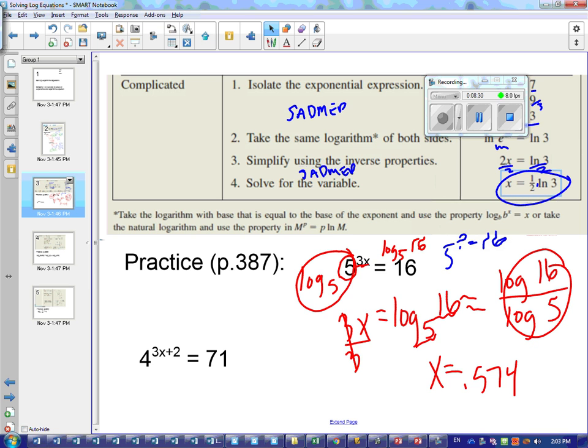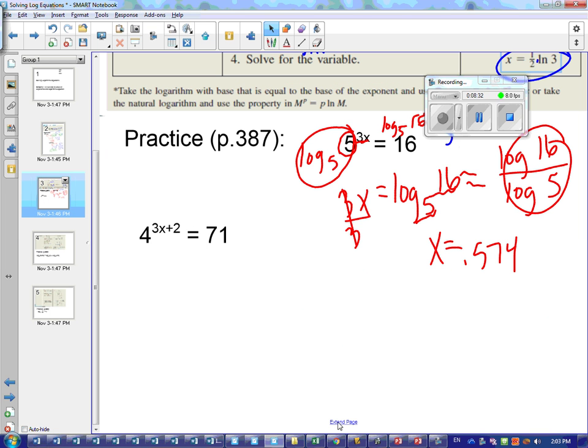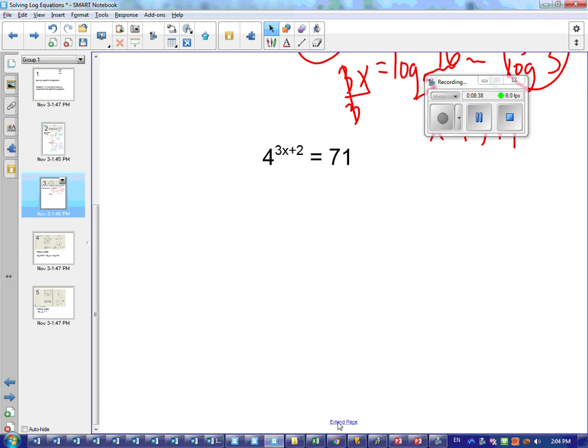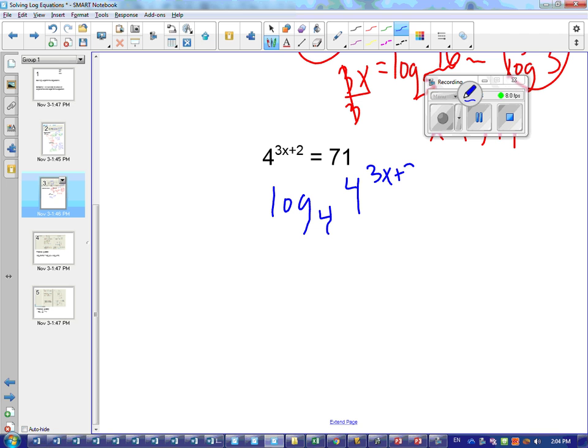All right, so let's look at another problem. This time, 4 to the 3x plus 2 equals 71. Again, we cannot write 71 as 4 to some power. So we're going to instead take the logarithm on both sides. We're going to take a log base 4 because it's that 4 we want to get rid of because we're trying to get x out of the exponent. Log base 4 of 4 cancels out.